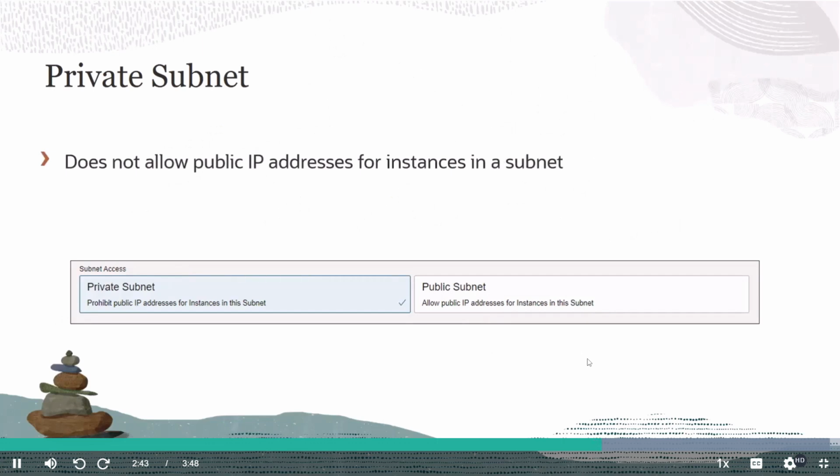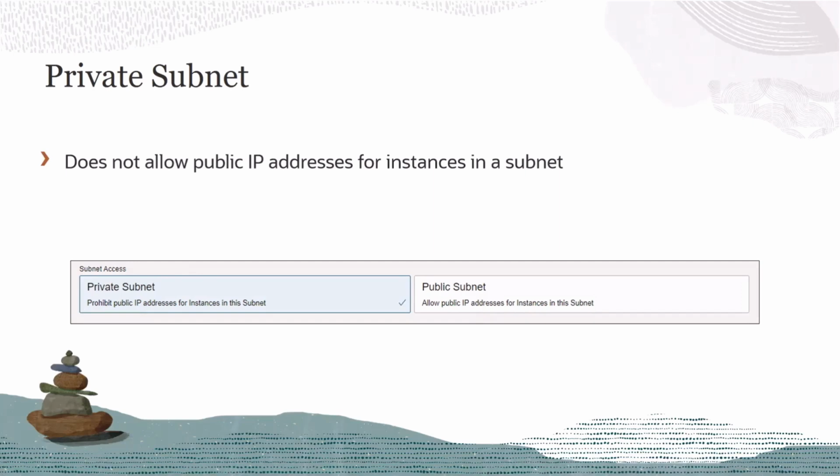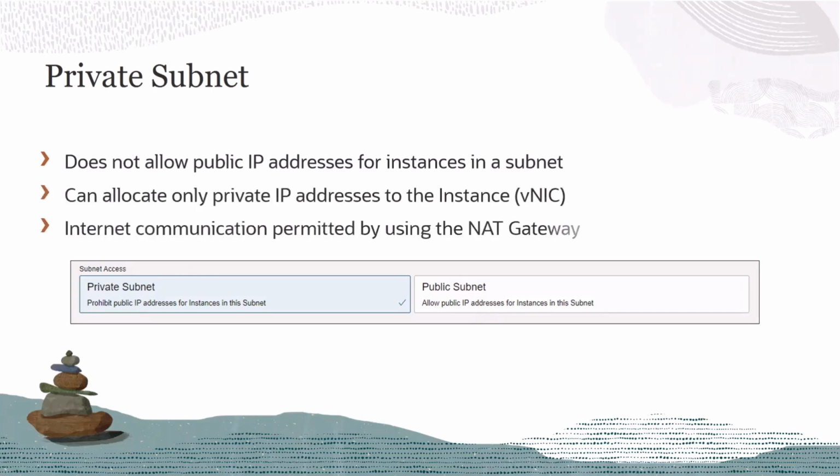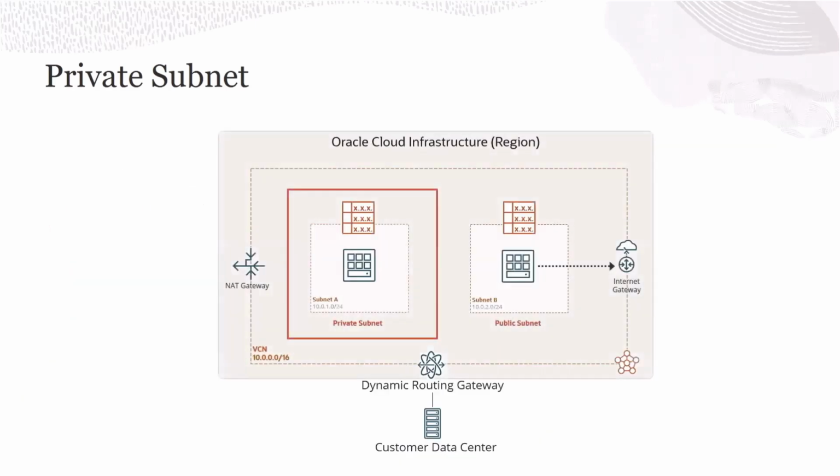So it does not allow public IP addresses for the instances. The instances are going to have only private IP addresses that we already discussed. And we already know that internet communication is going to be permitted by using the NAT gateway. We had a discussion on the NAT gateway in the previous lessons, very detailed discussions. So I am not going to spend time on it once again. But I will very quickly show you this particular architecture.